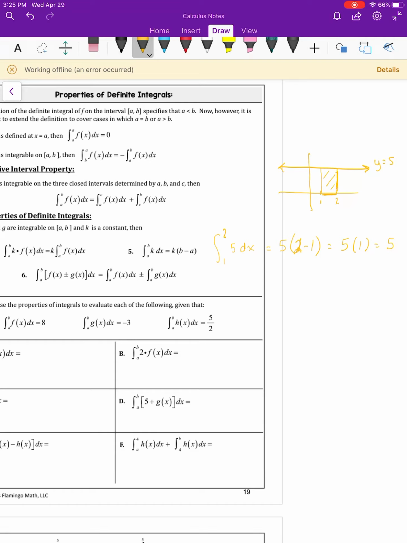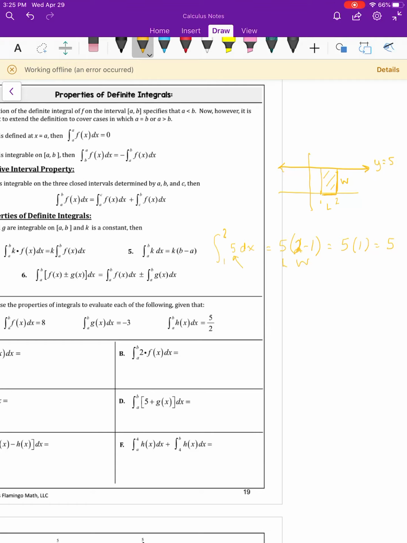Well, that makes sense because look, the length of my rectangle is 1 and the height is 5. So length times width, or the width is 5. Length times width, that would give me my area. So that's like my length times width here, where this is my length and this is my width. Okay, so that makes sense.